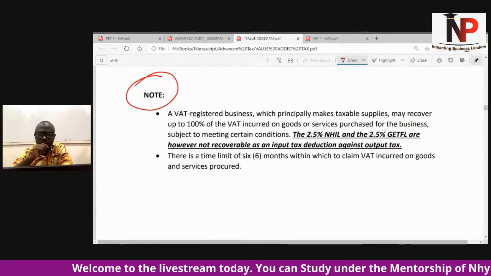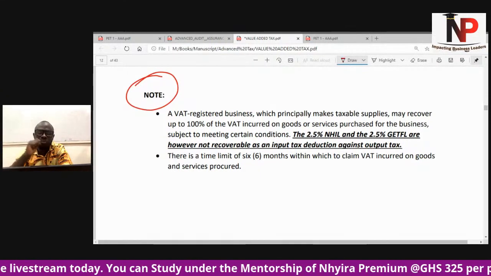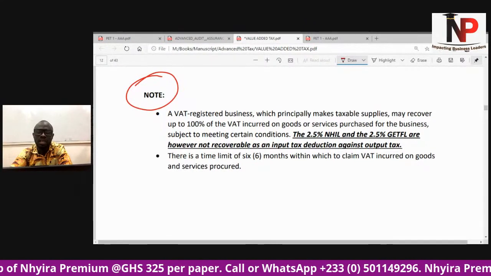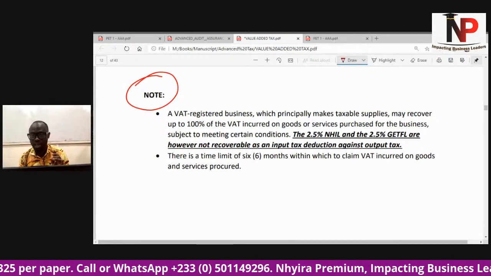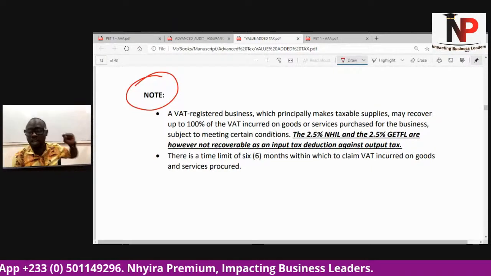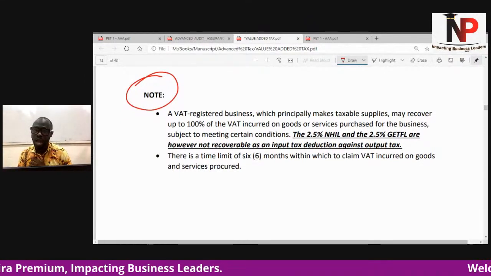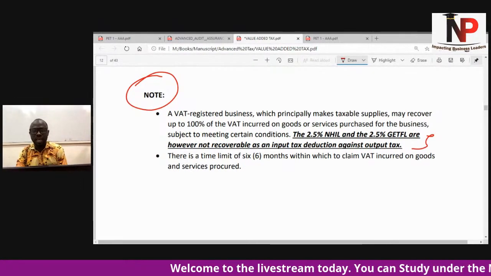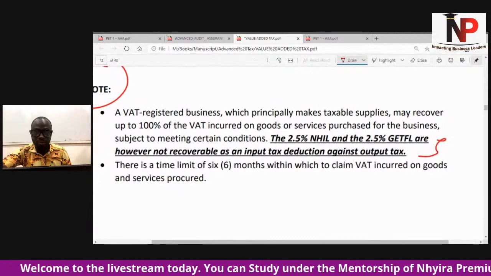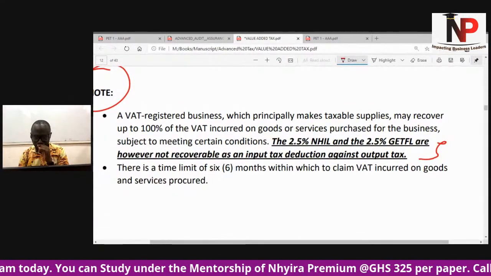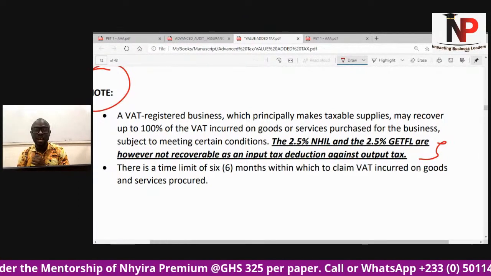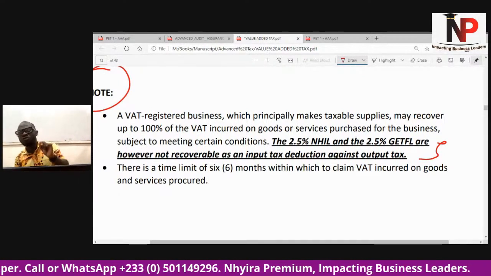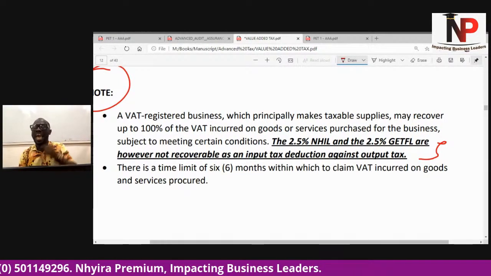A VAT registered business, which principally makes taxable supply, may recover up to 100% of the VAT incurred on goods and services purchased for the business, subject to meeting certain conditions. We've mentioned that already. So you may claim 100% of all your tax inputs as far as they are taxable supplies. But this is where the key thing comes in. Look at what I bolded in my slide. Let me zoom it up a little bit. The 2.5% NHIL and the 2.5% GETFund levy are, however, not recoverable as an input tax deduction against output tax.